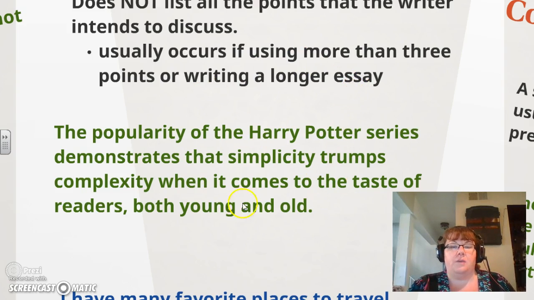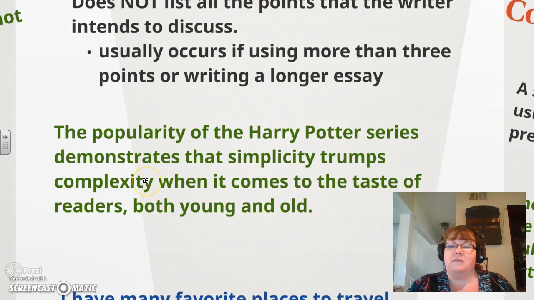Now, looking at the Harry Potter sample from the book: the popularity of the Harry Potter series demonstrates that simplicity trumps complexity when it comes to the taste of readers, both young and old. So the author of this one is claiming that the idea of simplicity versus complexity goes along with the taste of the readers. And it doesn't matter the age of the readers, but it shows that idea of simplicity and complexity all in one.